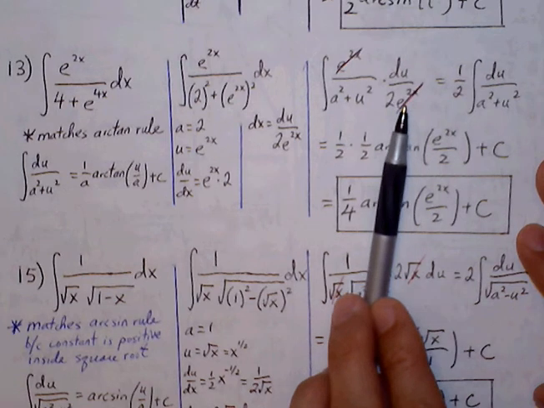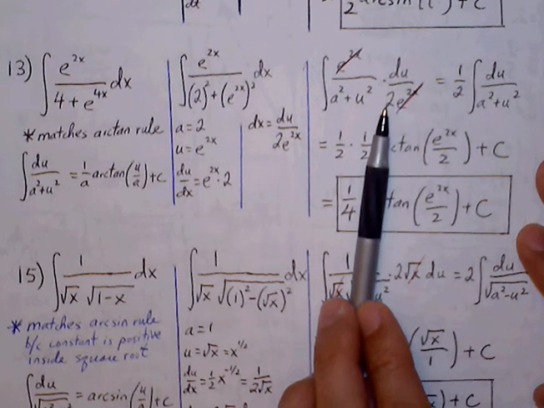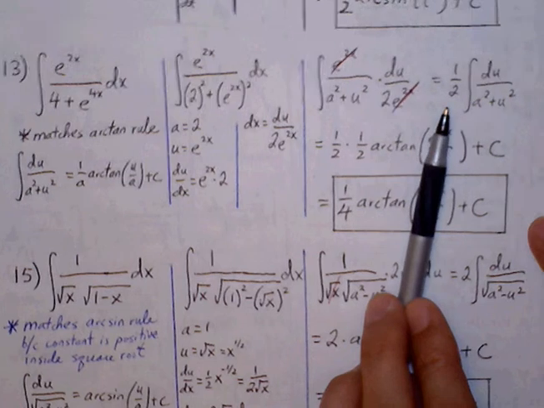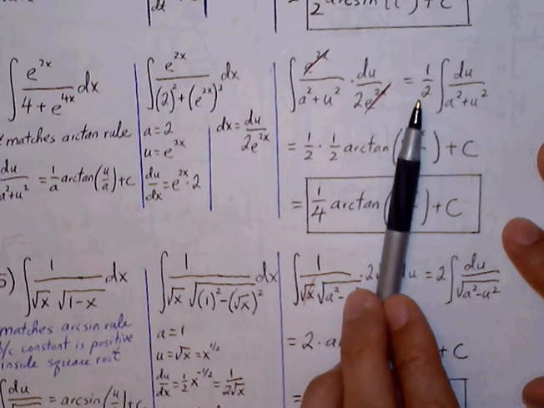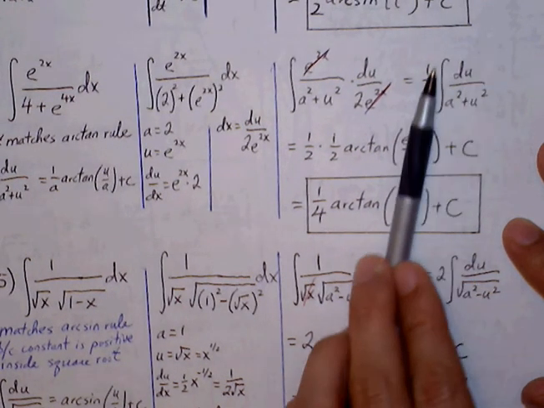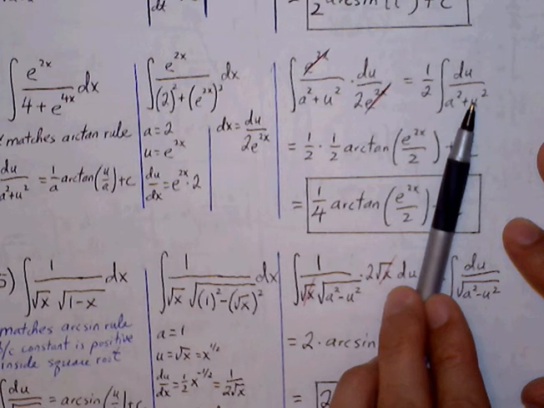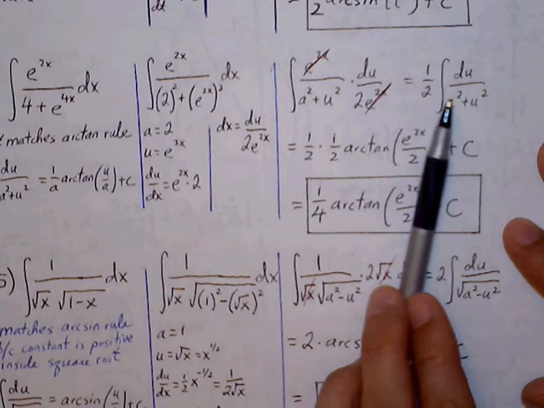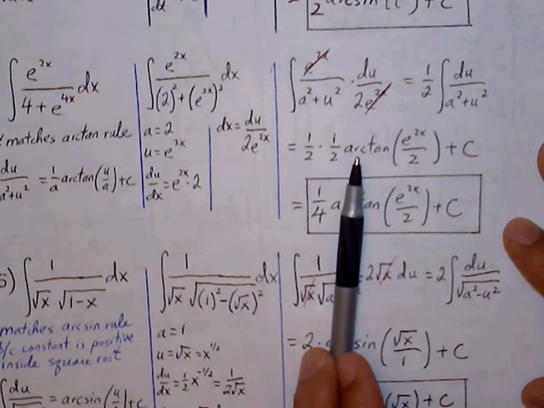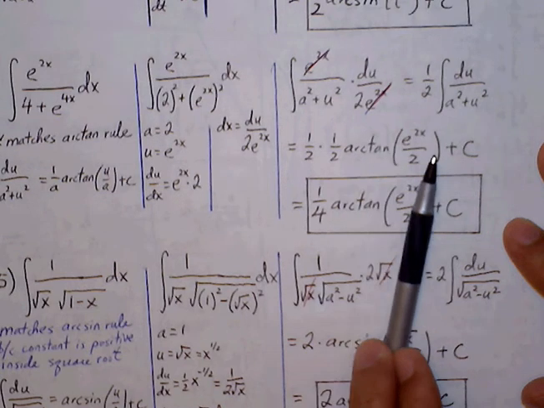The e to the 2x cancels out. The 2 can be pulled out in front as a coefficient. And now we can simply apply the rule for arctangent. So arctangent is 1 over a arctangent of u over a plus c.